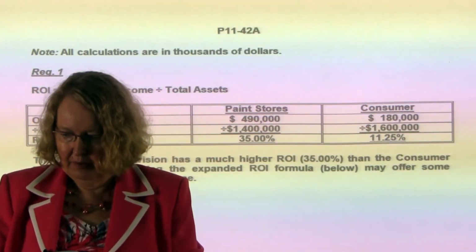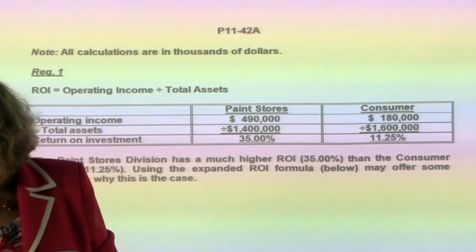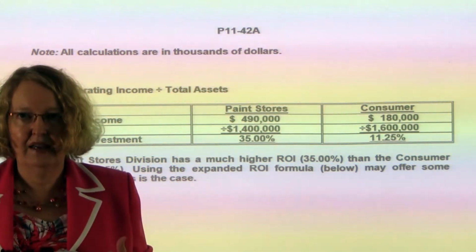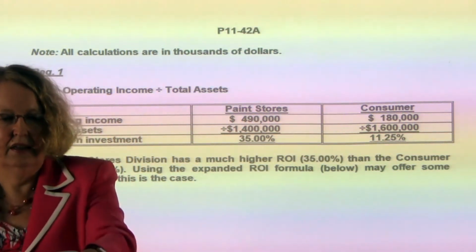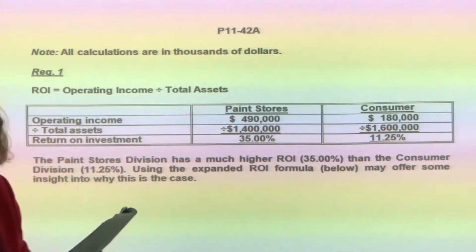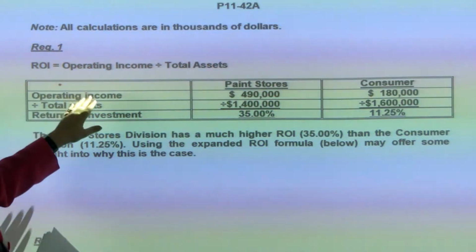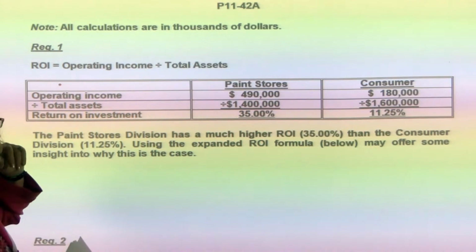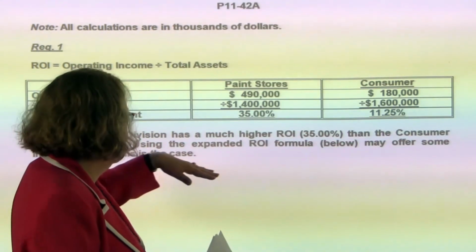So this problem here is about a Benjamin Moore paint company, and again we're looking at a variety of ways to look at the profitability of this company's two product lines, selling to paint stores and directly to consumers. So the first one, again, the return on investment. We went through the formula in the previous problem. So return on investment, operating income divided by your assets. So you can see here it's 35% for the paint stores and 11.25% for consumer.